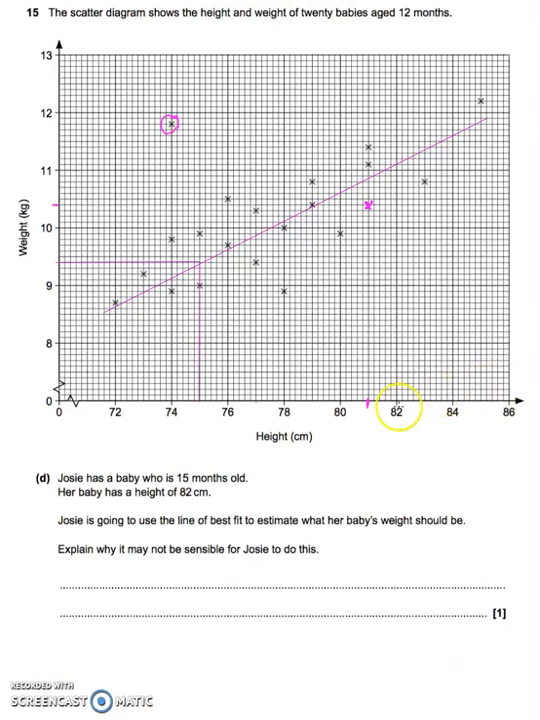Okay, this continues, and we've got part D. Josie has a baby who is 15 months old. Her baby has a height of 82 centimetres. Josie's going to use the line of best fit to estimate what a baby's weight should be. Explain why it might not be sensible for Josie to do this. Well, Josie needs to realise that this graph is for babies aged 12 months, not 15 months. So a statement that says the diagram is for babies aged 12 months old, not 15 months old, would be good.